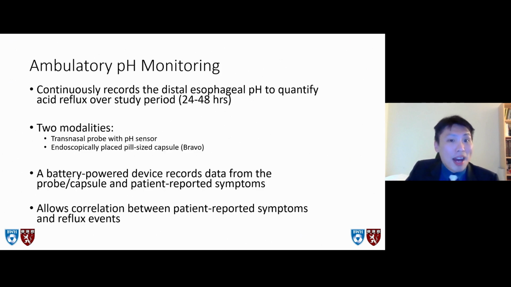Ambulatory pH monitoring involves continuously recording distal esophageal pH to quantify the amount of reflux over a study period. It can be done in two ways. One is by a transnasal probe with a pH sensor. The other is by endoscopically placing a pH capsule, clipping it onto the esophagus. The patient will also carry a device that records data from the capsule or the probe, and the patient can also press a button to report their symptoms to allow us to correlate between patient-reported symptoms and any reflux events.